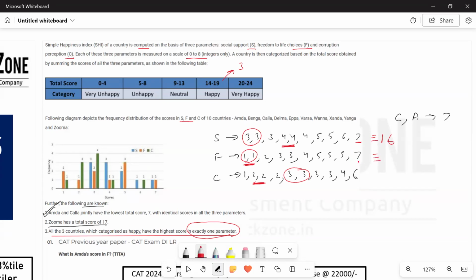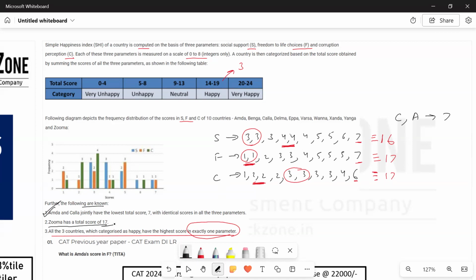If we talk about maximizing the F parameter, which is this 7, what is the maximum value it can take? 7 plus 6 plus 4, which is 17. And if we maximize the parameter C, which is 6, it can take 6 plus 5 plus 6, which is 17 again. So these are the maximum possible values. If we maximize the S parameter, the maximum possible value is 16. If we maximize the F parameter, it is 17. And if we maximize the C parameter, it is 17.